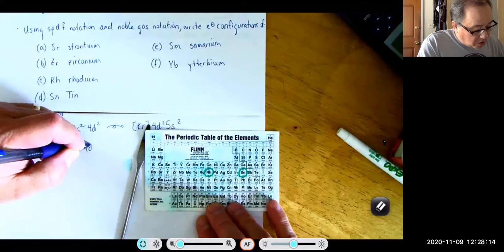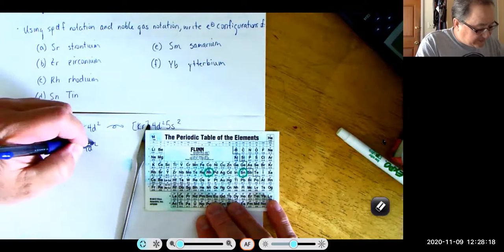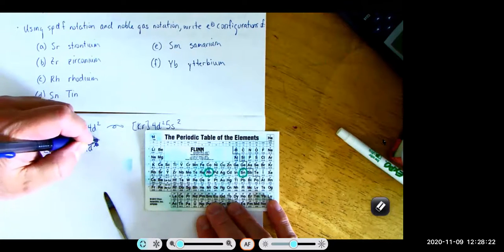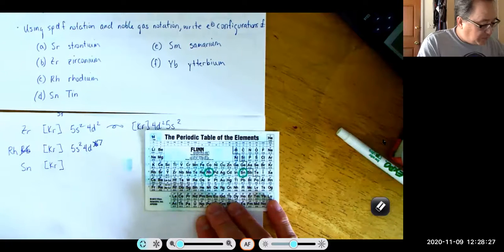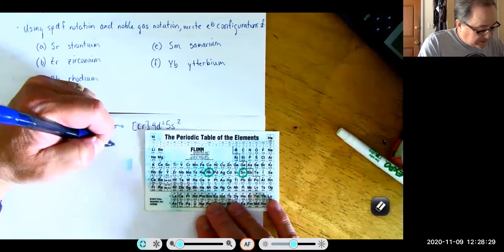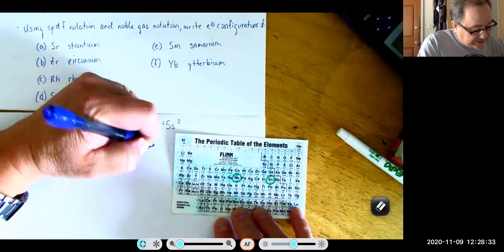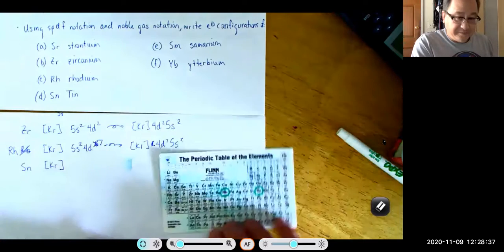4D, and we have to go all the way through the S. How many through the D? Is it like 6? I think it's 7. I got 7. Okay. So we rearrange and we get krypton, 4D7, 5S2. Any questions there?